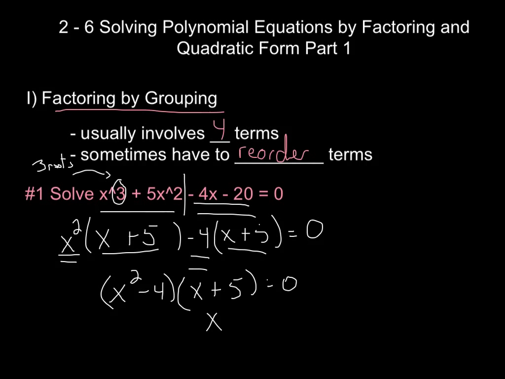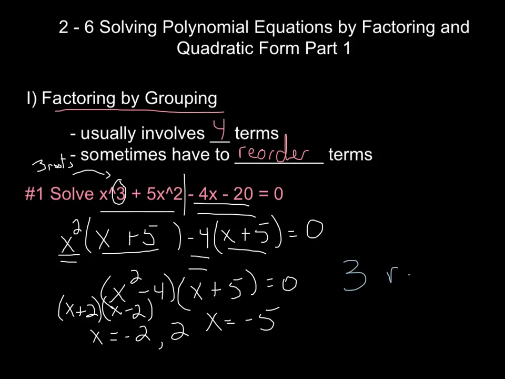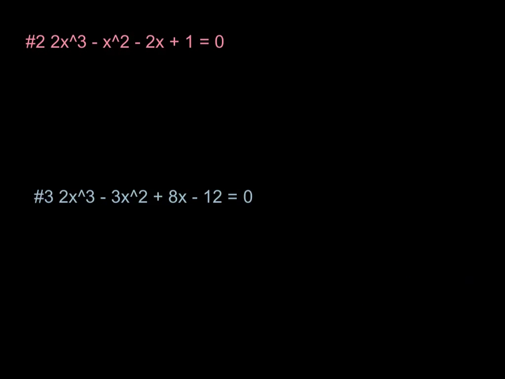Well, one of these zeros, or roots, is just negative 5. X squared minus 4 factors to x plus 2 and x minus 2. And so your roots there are negative 2 and positive 2. And sure enough, we got our 3 roots, didn't we? Negative 2, 2, and negative 5. Go ahead and tell me that this is 3 real rational roots. Again, rational numbers are any number that can be written as a fraction. 3 real rationals. Let's do a couple more.